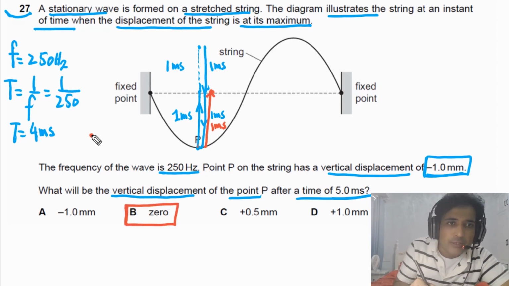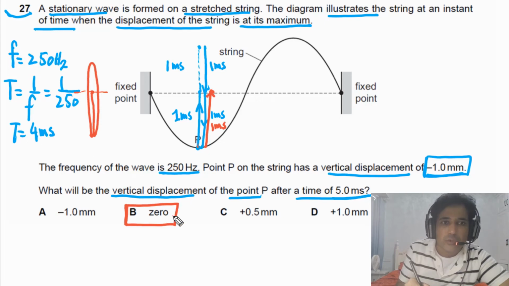You can also understand this one. Particles start from this point, it will go up, and when it comes back to this point, it will take 4 milliseconds. And then it will go up. It will reach this point. It will take 1 more millisecond. So the vertical displacement at this point will be equal to 0. So the answer is B.